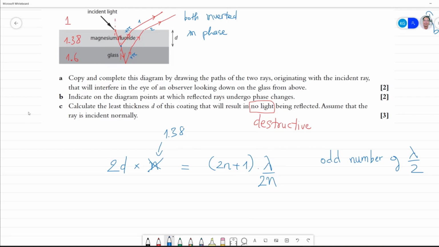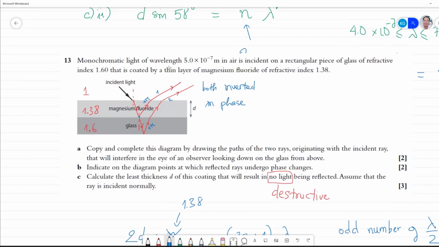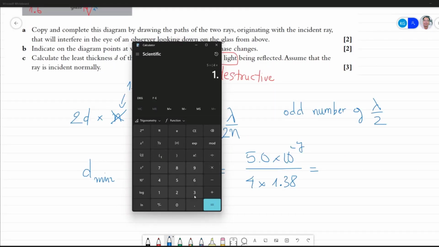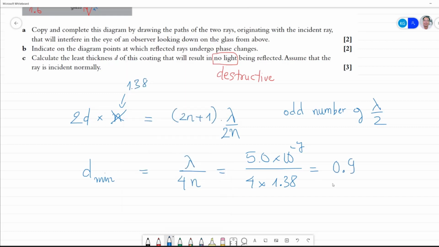Therefore, we take the given wavelength in the air, 5 times 10 to the negative 7, divided by the refractive index of magnesium fluoride. The minimum thickness D is when the m here is 0. So that will be the wavelength divided by 2 times the refractive index, and 2 times here also. So that's 1/4. Okay, 5 times 10 to the negative 7 divided by 4 times 1.38. 5 divided by 4 times 1.38 is 0.9, to 2 significant figures 0.91, times 10 to the negative 7.